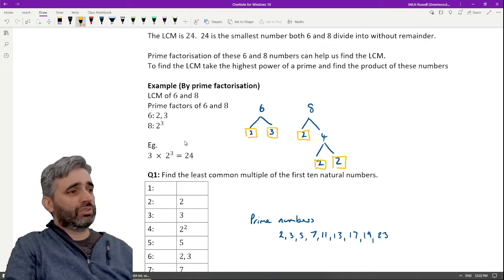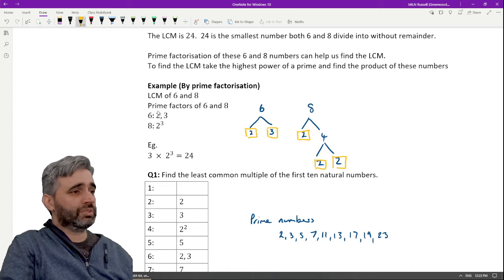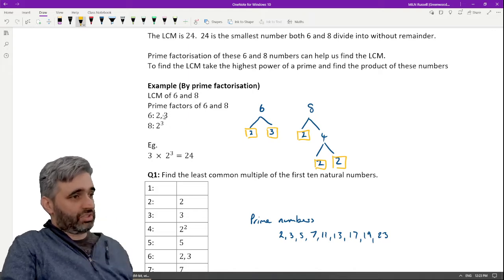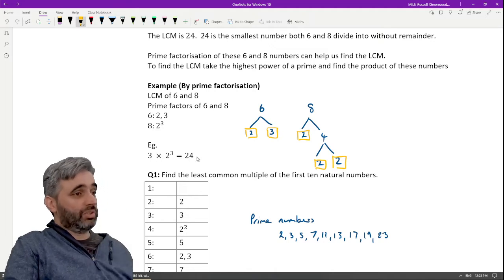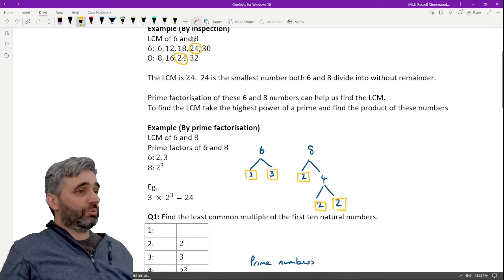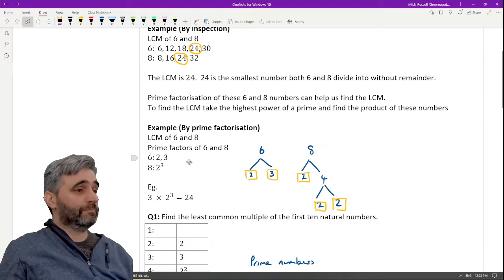Now, if we wanted to use the prime factors of both 6 and 8, what we would need to do is look at the factors of 2 and write down the highest one. In this case it's 2 to the power of 3, or 8. Then look at the factors of 3 that are common to both sets. In this case that's the highest one because it's the only one, and then multiply them together. If we multiply those two together, we get 24, as we did up here, but this time using an algorithm rather than just by inspection.